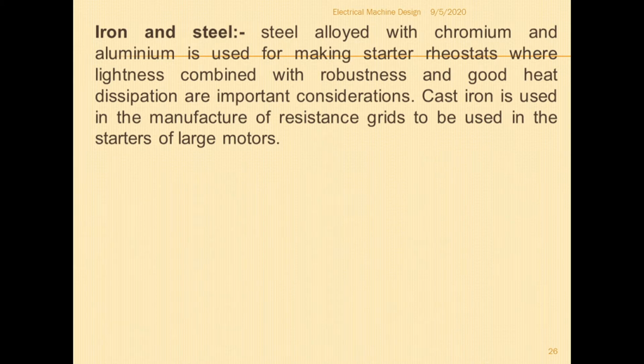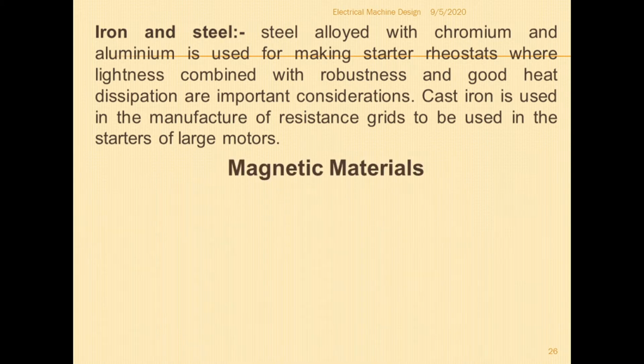Correct. So the cast iron is also used in the manufacture of resistance grids, that is small resistances to be used in the starter for large motors. So cast iron is also used for the starters of large motors.